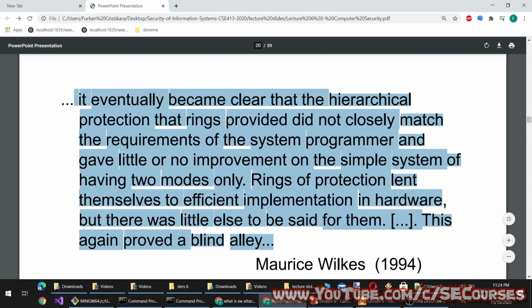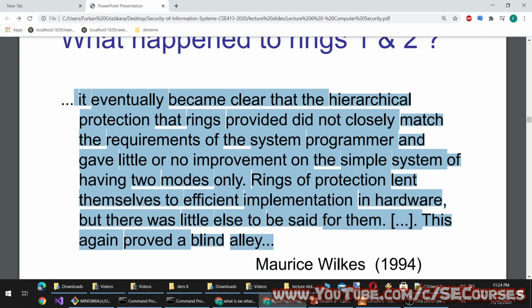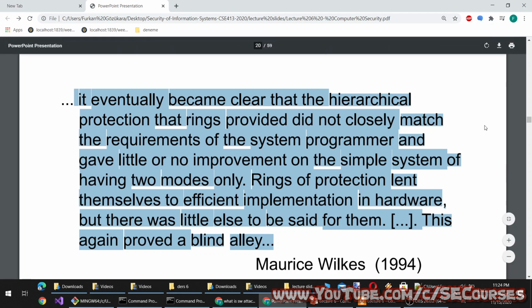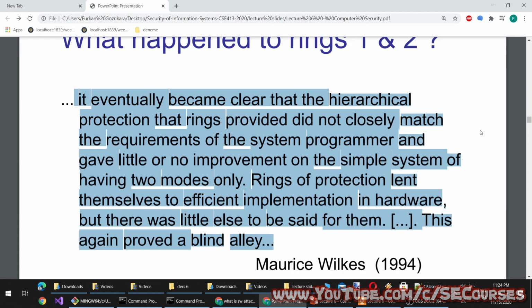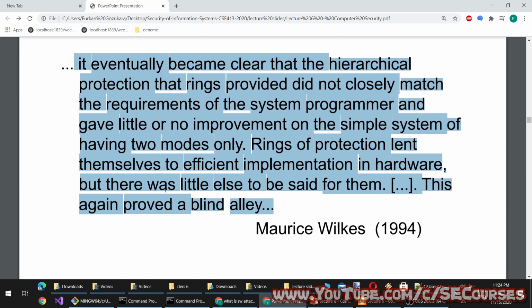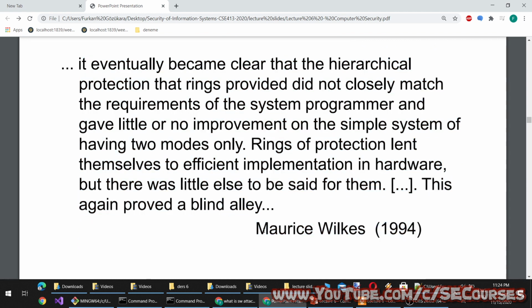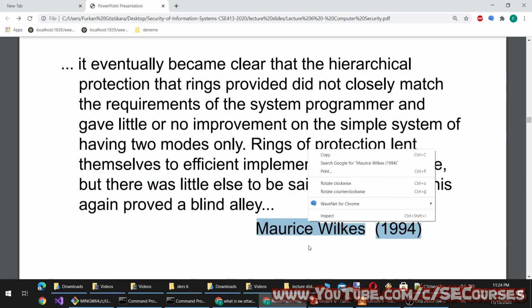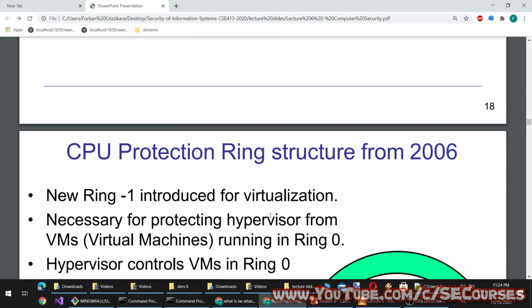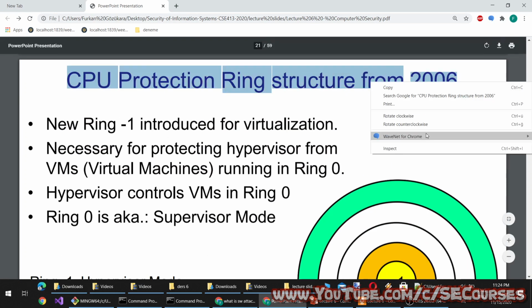It eventually became clear that the hierarchical protection that rings provided did not closely match the requirements of the system programmer and gave little or no improvement on the simple system of having 2 modes only. Rings of protection lent themselves to efficient implementation in hardware, but there was little else to be said for them. [...] This again proved a blind alley. Okay, these are the words of Maurice Wilkes, 1994.